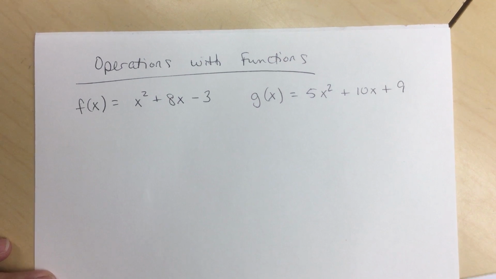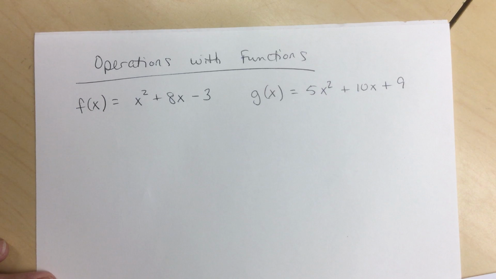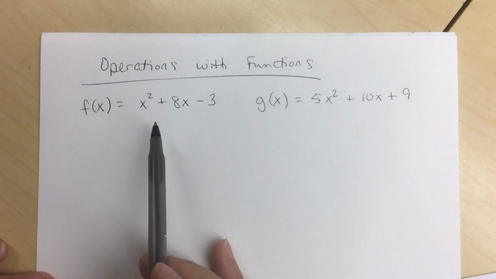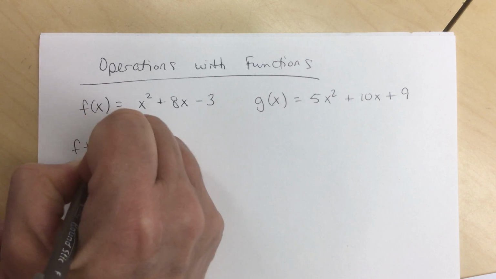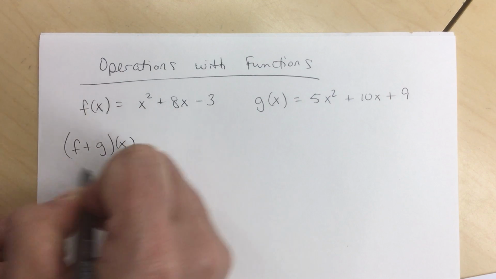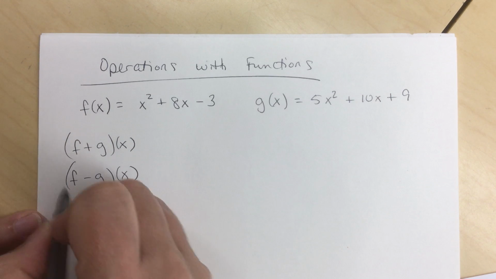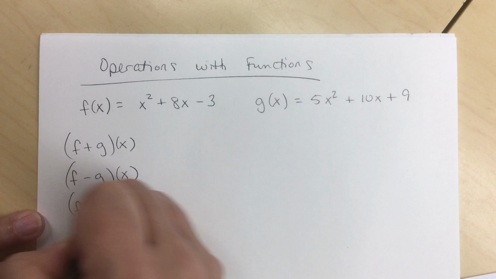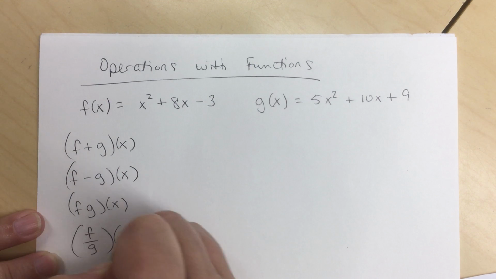In this video, I'm going to show you how to make new functions with operations with functions. So if we have an f of x and we have a g of x, then we can find an f plus g of x. We can find an f minus g of x. F times g won't be a lot of fun with this one. And we can do an f divided by g of x.